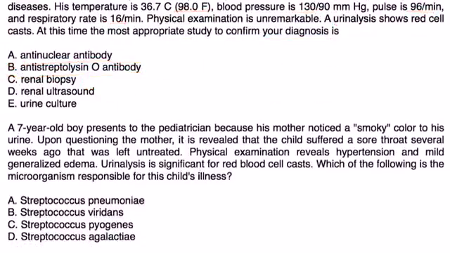And then finally, a 7-year-old boy presents to the pediatrician because his mother noticed a smoky color to his urine. Upon questioning the mother, it is revealed that the child suffered a sore throat several weeks ago, and that was left untreated. Physical exam reveals hypertension and a mild generalized edema. UA is significant for red blood cell casts. Which of the following microorganisms is responsible for this child's illness?